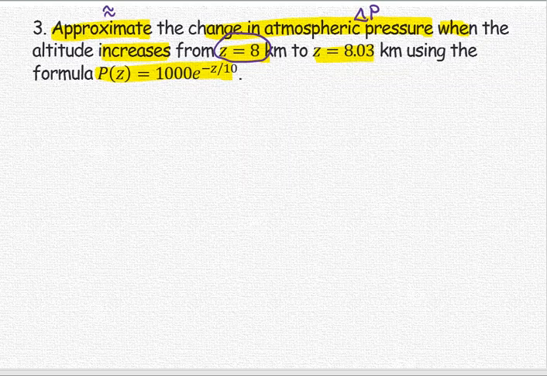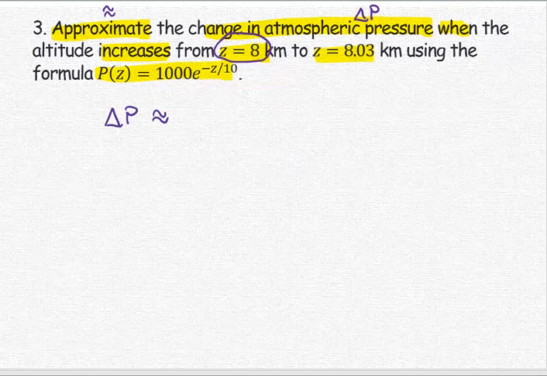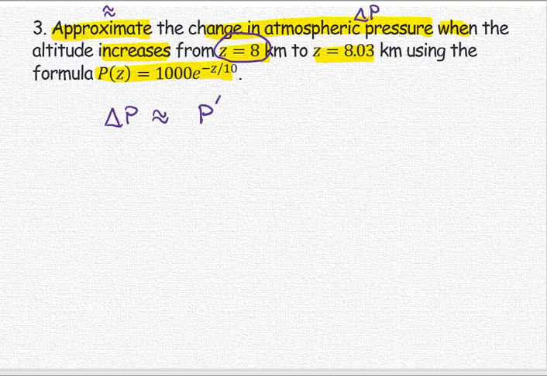So your goal is to find the delta P in the approximating form as a derivative of the P multiplied by the change of the z, because P is a function of z, at z equals 8. I should put the bar behind the prime here, at z equals 8.